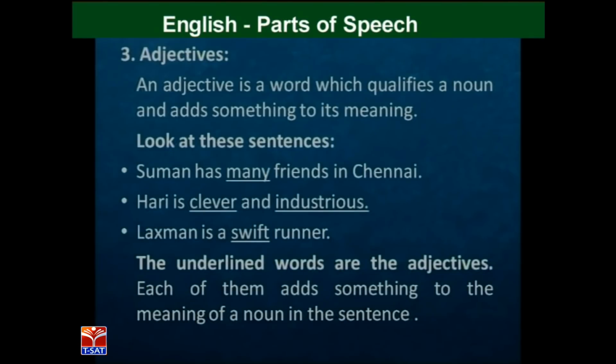Likewise, next sentence. Hari is clever and industrious. It tells about Hari, the underlined words in this sentence, clever and industrious. Who is clever and who is industrious? None but Hari. Next sentence. Lakshman is a swift runner. What sort of runner? Very swift runner. Swift runner. So, the underlined words are the adjectives. They add some more meaning to the meaning of a noun in each and every sentence.